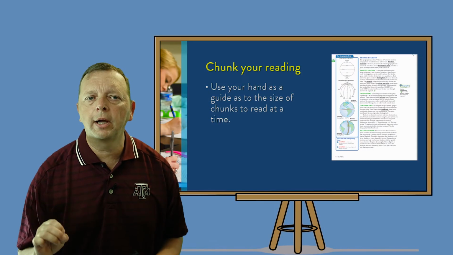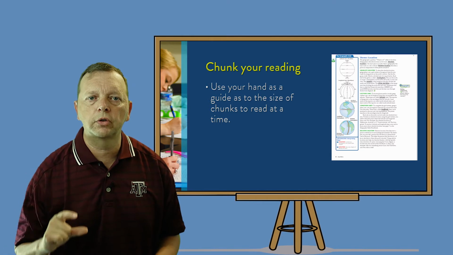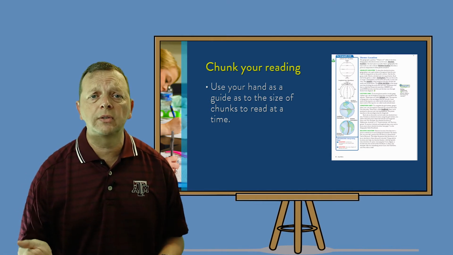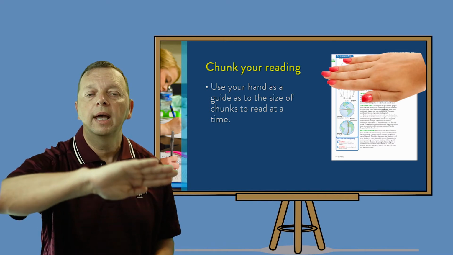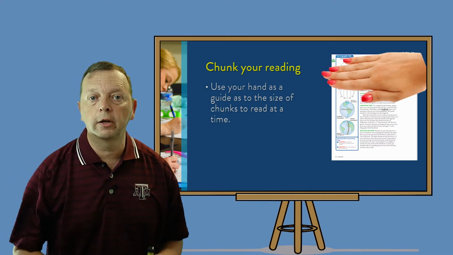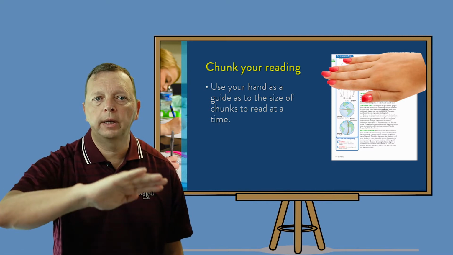Now, once you've done the preview and your brain has an idea of the type of information you're going to receive, what I want you to do is chunk your reading. What I mean by chunking is I want you to break your reading into smaller segments. The best way to do this is to take your hand and put your hand over the textbook and only read about as much as your hand can cover. So now we've determined how much we're going to read in our chunk.